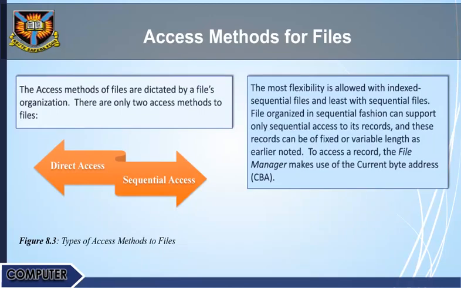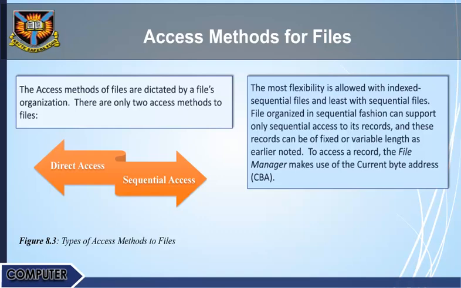Access methods for files. The access methods of files are dictated by file organization. There are only two access methods to files: direct access and sequential access. The most flexibility is allowed with indexed sequential files and list with sequential files. A file organized in sequential fashion can support only sequential access to its records, and these records can be of fixed or variable length as earlier noted.